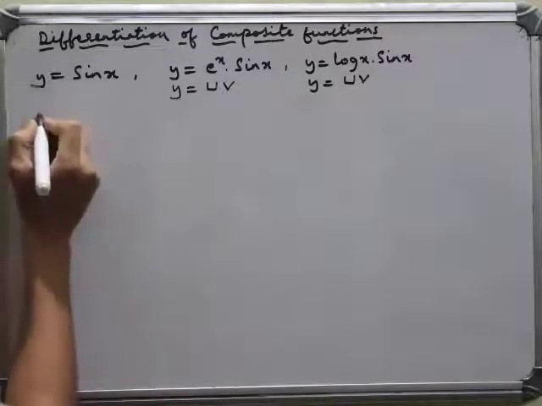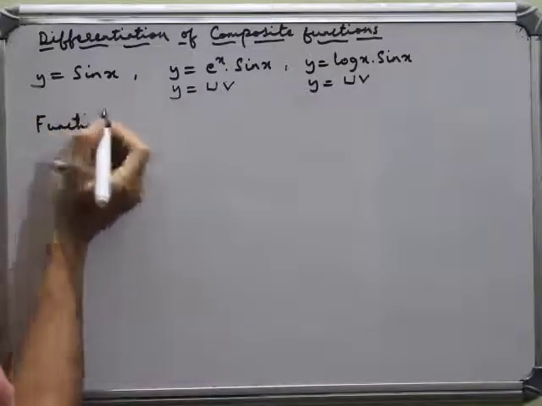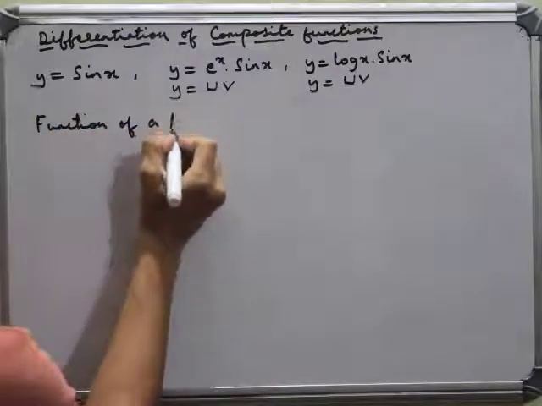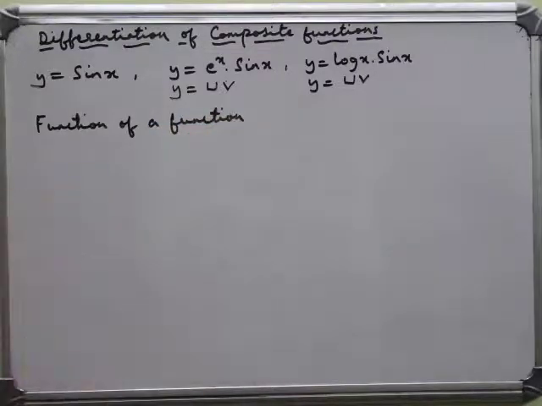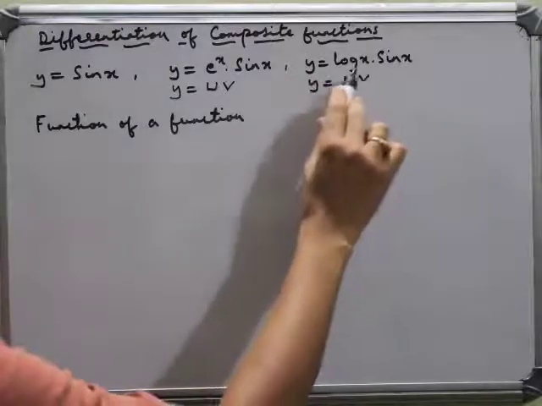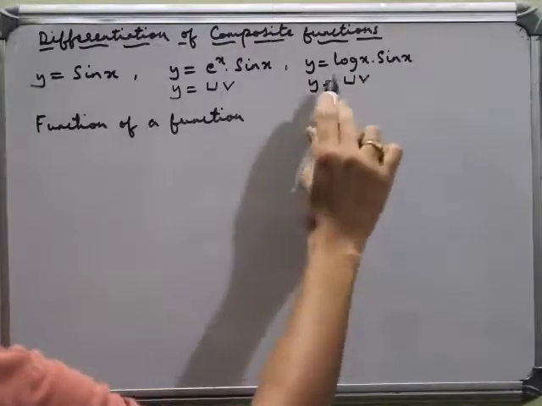Now let us see the concept of function of a function. Function of a function. So that is called a composite function. When a function itself is a function of another one, those type of functions are called composite functions. So I will write one example. I will modify this one, y is equal to log x into sin x. I will modify this function as a composite function.